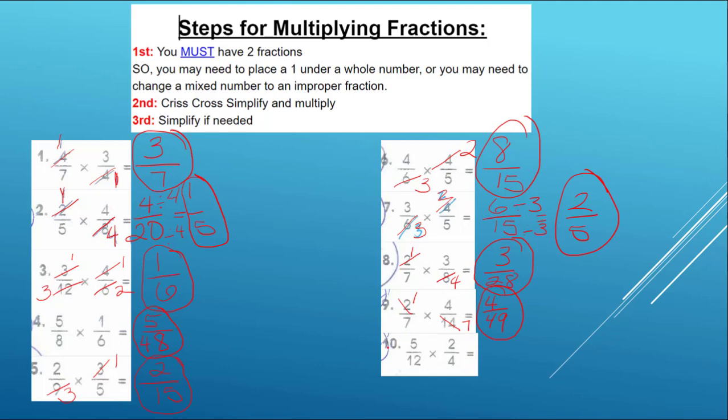Number 10, two fractions. So let's see if I can crisscross simplify. I can on my 12 and my 2. Both of those can be divided by 2. 12 divided by 2, 6. 2 divided by 2, 1. Now I can multiply. 5 times 1 is 5. 6 times 4 is 24. Let's see if I can simplify. And I can't. So that is my answer.